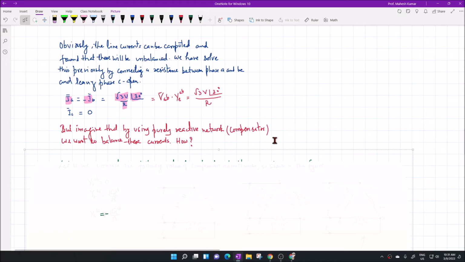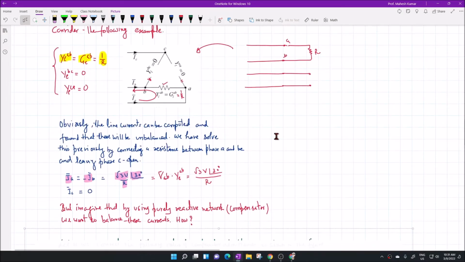Okay, so you see that there is an unbalance in the circuit. The currents are very much unbalanced. The C phase current is zero, and A and B phases carry currents which are just opposite to each other. So there is no balance in terms of the magnitude or phase angle.